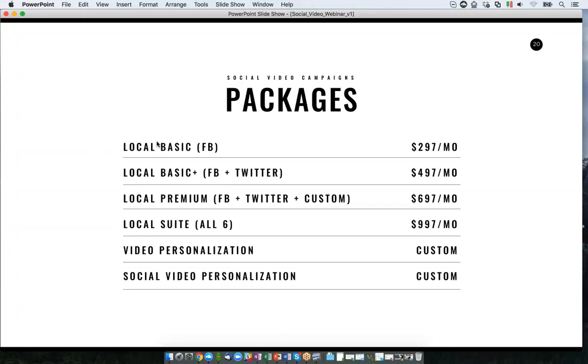If you're doing Facebook, meaning one post per day per client, and you have it structured correctly, it's $297 per month. If it's Facebook plus Twitter, $497 per month. If it's the local premium, which is probably going to be Facebook, Twitter, and Google Plus, $697 per month. And if it's all six, including Pinterest, LinkedIn, and Instagram, then $997 per month. And on the social video personalization side, that's custom depending on the business, because it's very difficult to have a one size fits all on that end.